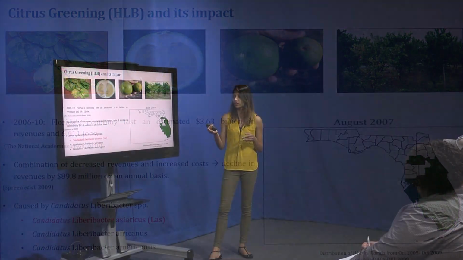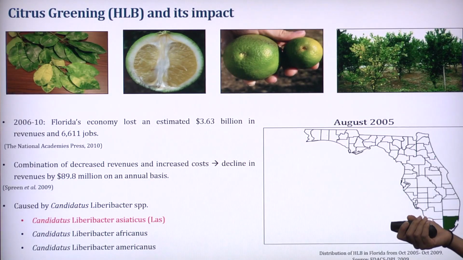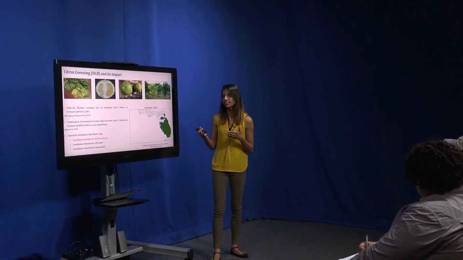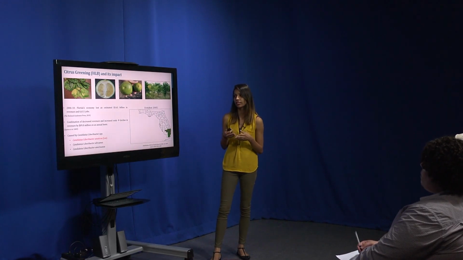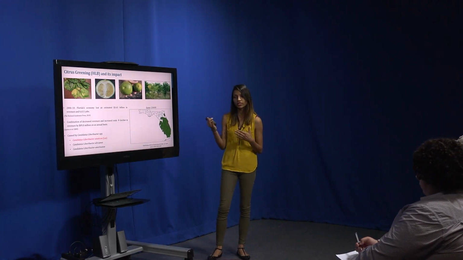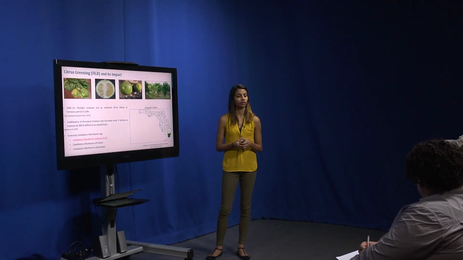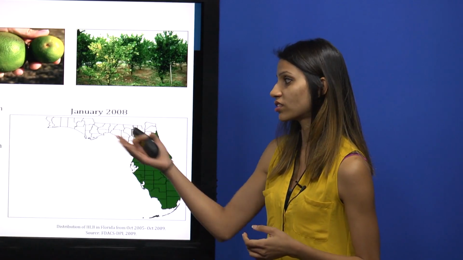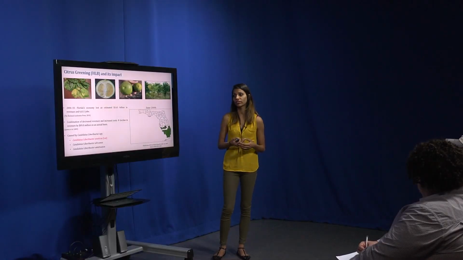So in 2005, we first identified citrus greening in Florida, and annually it has started costing us about $3.63 billion in losses, and more than 6,500 people have lost their jobs because of this. And this is just the 2010 census. So the numbers are much higher now in 2016.